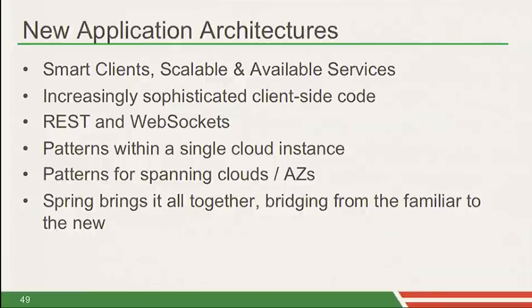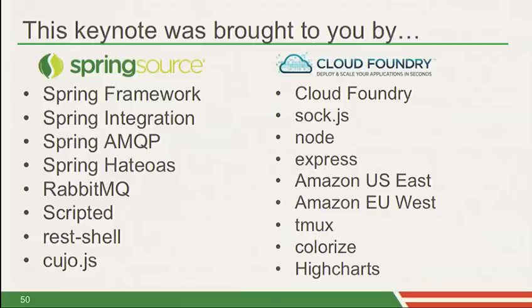We looked at some patterns that you can use within a single cloud instance to do worker scaling and WebSocket relaying. We also looked at some patterns for doing some really cool stuff, spanning clouds, making global pub-sub environments, doing cloud bursting. The key thing that you saw all the way through, apart from the single-page app itself, was that we used Spring to do all of that. Spring brought it all together. It was all nicely done in a familiar style. As we said yesterday, those principles that we started off many, many years ago, we're still applying them, but we're taking them into a totally brave new world and doing some pretty interesting things.